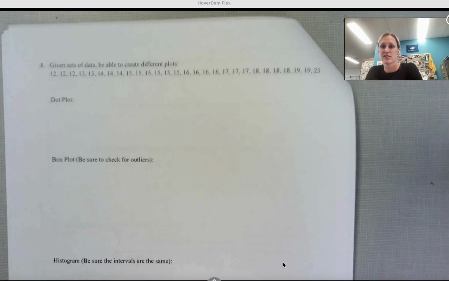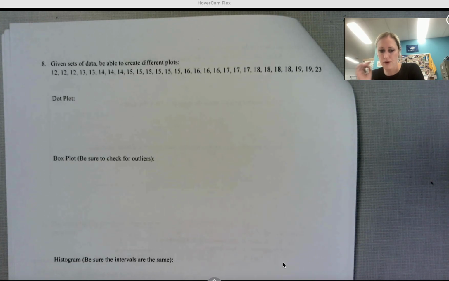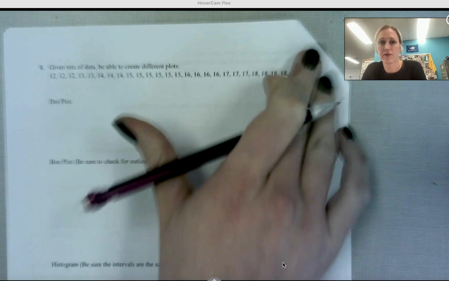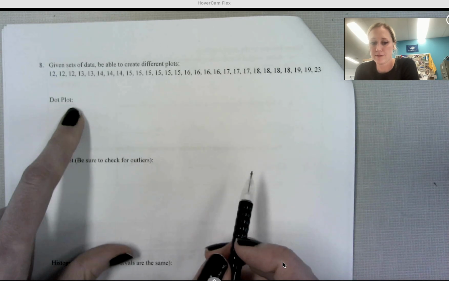All right, last thing we want to be able to do is, given some data, create some different plots. We want to be able to create a dot plot, a box plot, and a histogram. We could also use our calculator to help with this. I'm going to just do this one by hand. This one's nicely in order.